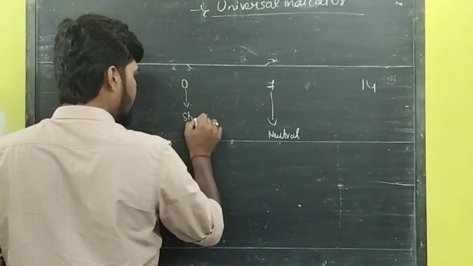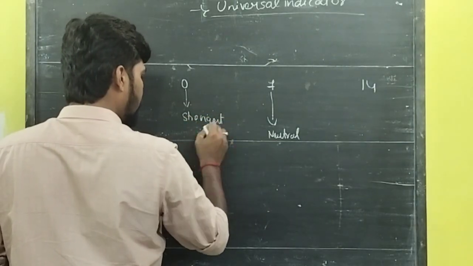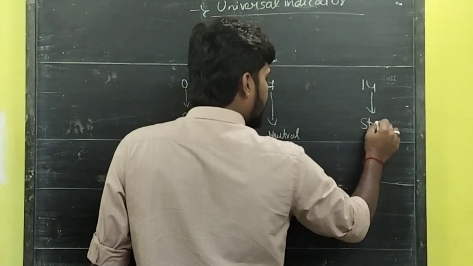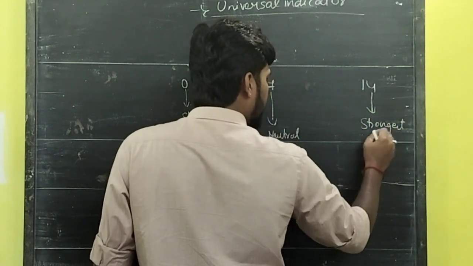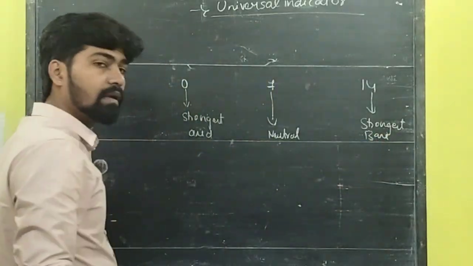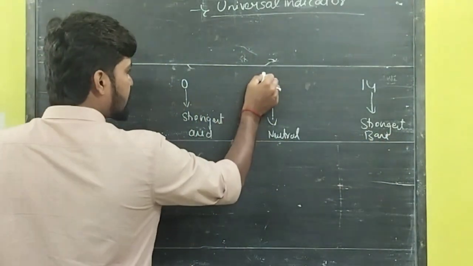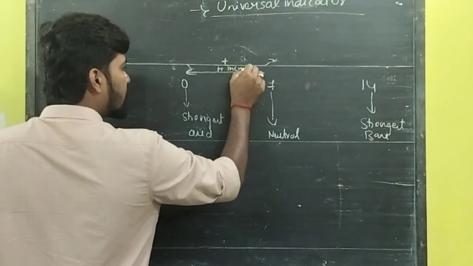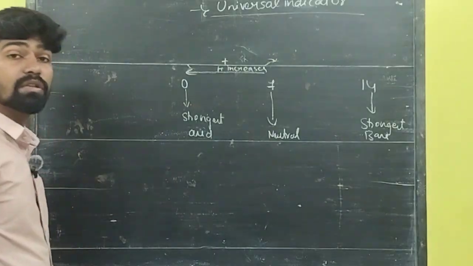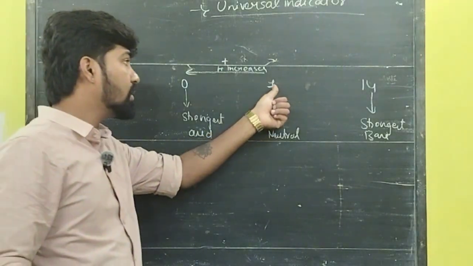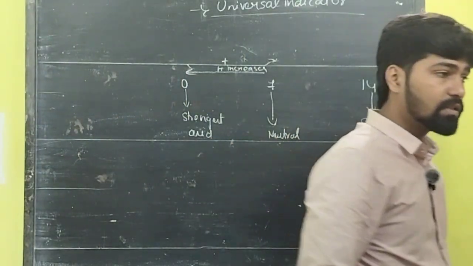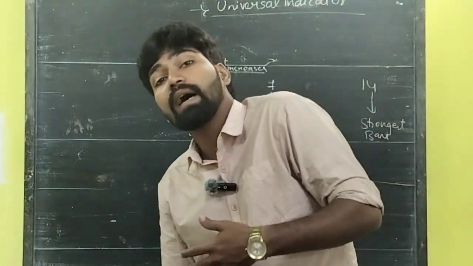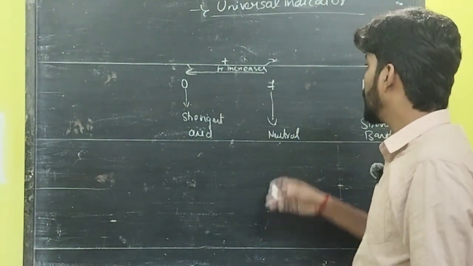0 is the strongest acid, and 14 is the strongest base. The concentration of H plus ion increases from 7 towards 0. So that means as you go up the number, the concentration of acid increases, that means the stronger the acid.